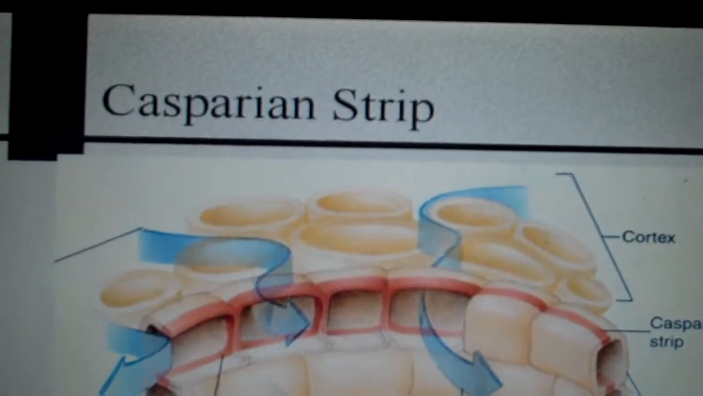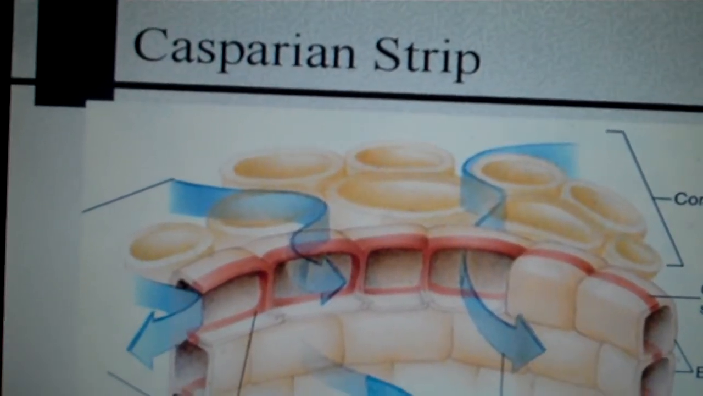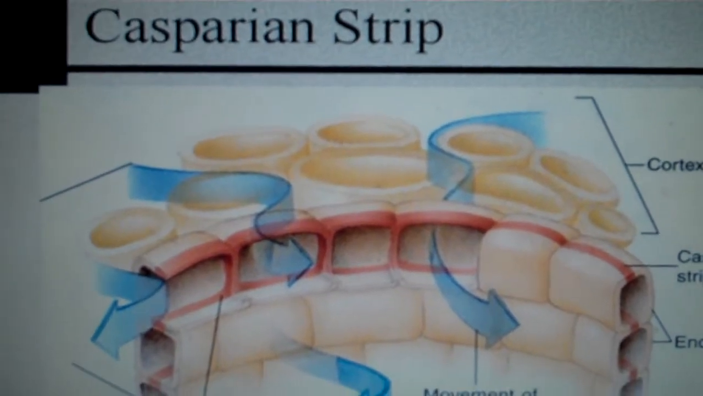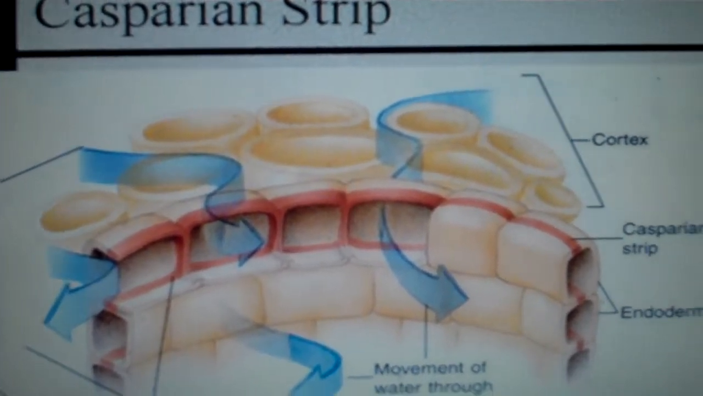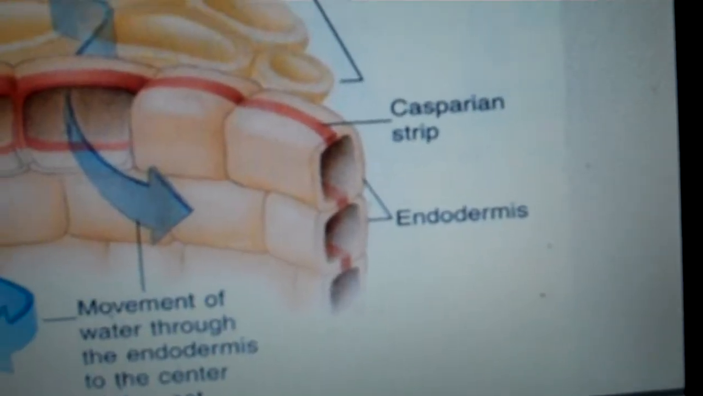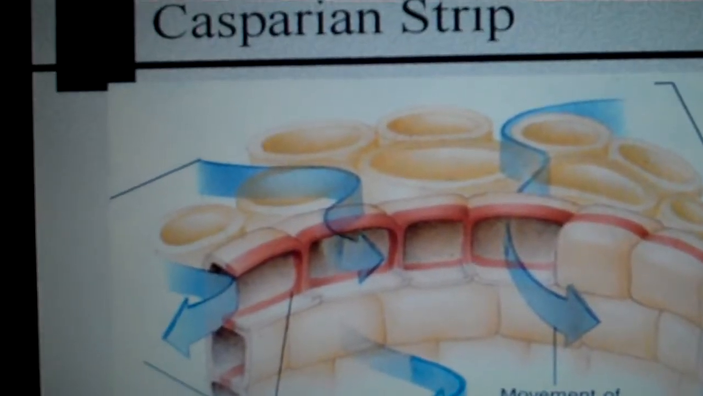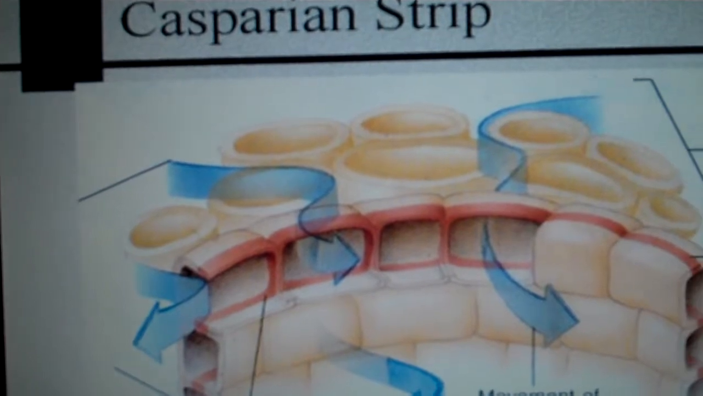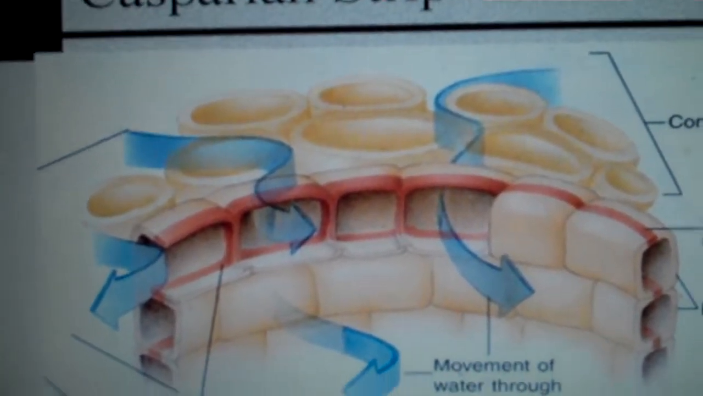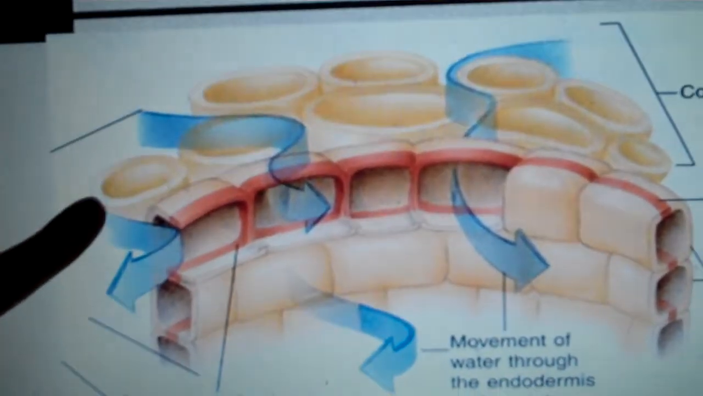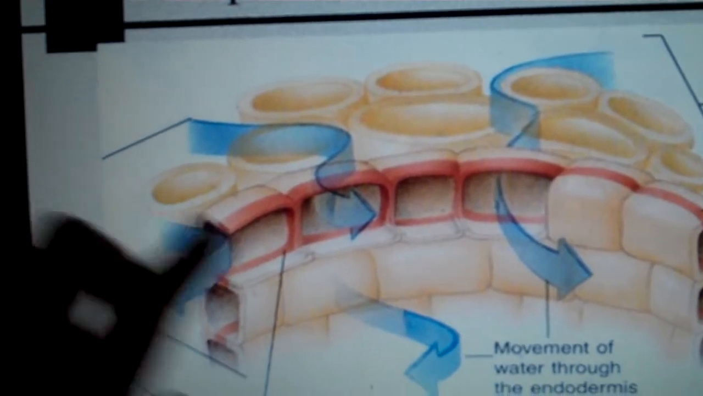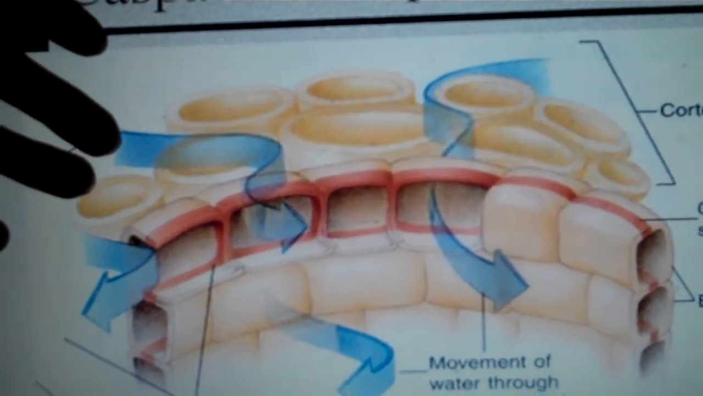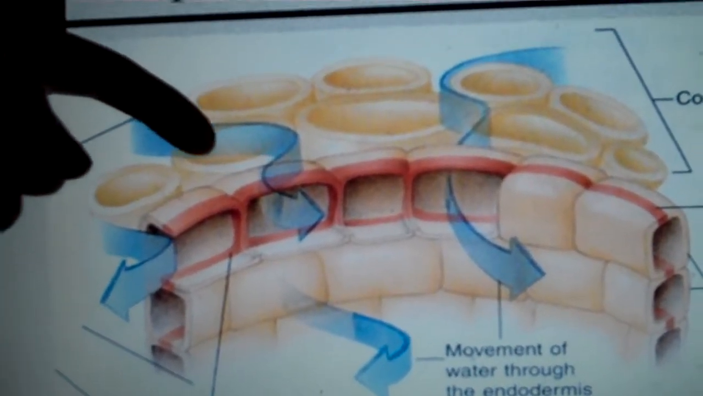Now we mentioned the Casparian strip very briefly earlier, and the Casparian strip is part of the endodermis. Now the endodermis surrounds the vascular cylinder in the root, and so here we have the cortex. Now the cortex is where the water is going to have to come in this way from this direction.